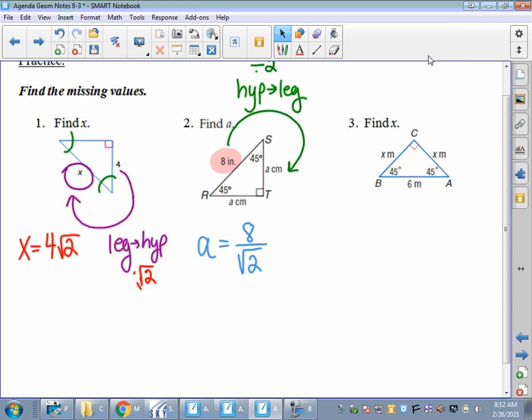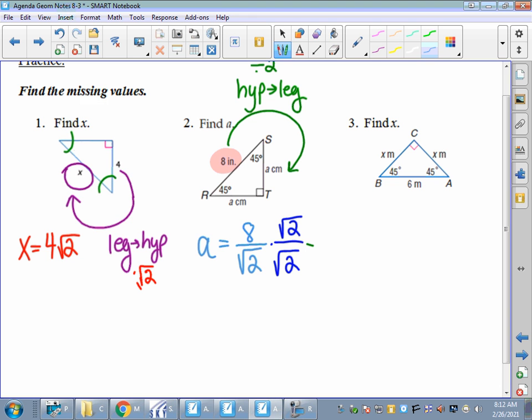But think back to our radical discussion. Am I ever going to be okay if you leave a square root in the denominator? You might think it's fine, but your teacher does not, right? So what do we have to do to get rid of a square root in the bottom? We multiply by that square root on the top and the bottom because anything over itself is 1. We're just changing the form. We're not changing the number.